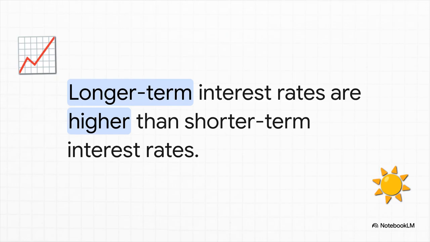So most of the time, the curve slopes upward. And this just makes intuitive sense, right? Lending your money out for 30 years is obviously riskier and ties up your cash for way longer than lending it for just 3 months, so you demand a higher rate. A normal upward sloping curve like this usually means the market is feeling pretty good, expecting a healthy, growing economy.